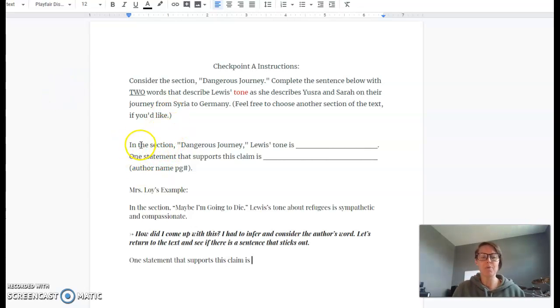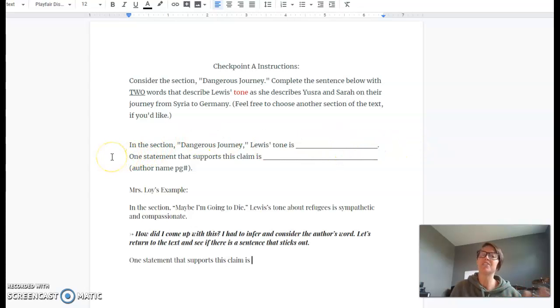The sentence starters I provided you in checkpoint A started with, in the section Dangerous Journey, Lewis's tone is. And you want to make sure that you're providing 2 different answers here. A lot of you in your original checkpoint A's were including nouns there. We really want to think about using adjectives here, so describing words, because we are describing what we feel the author's perspective or attitude is towards that particular topic. So you really want to think about using adjectives instead of nouns in your first initial statement.